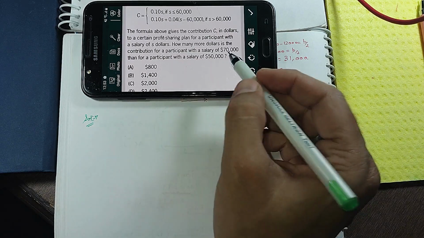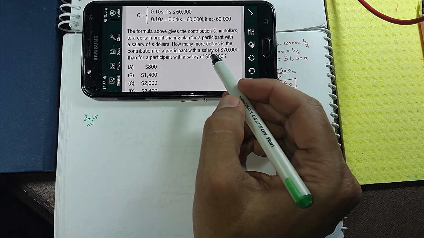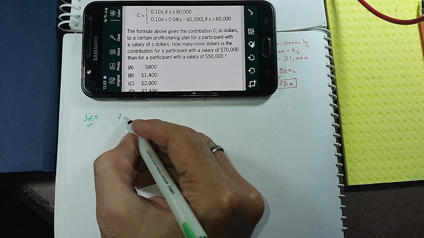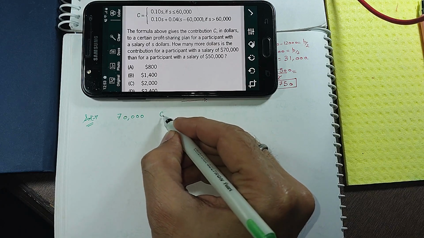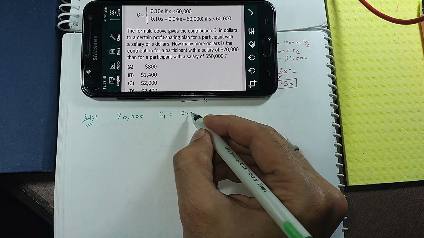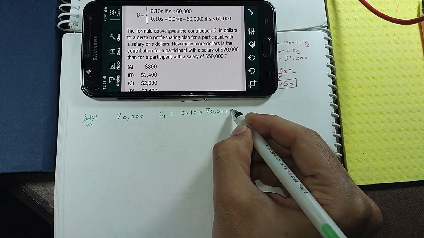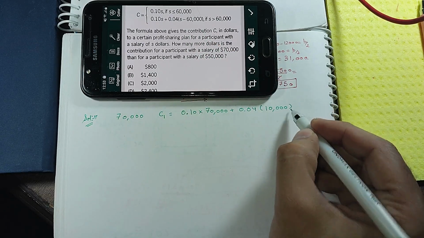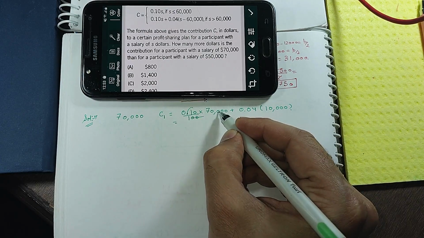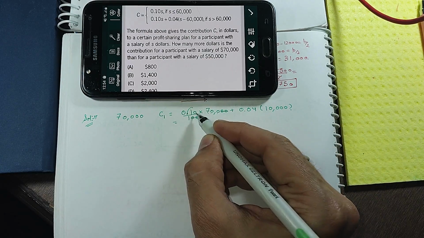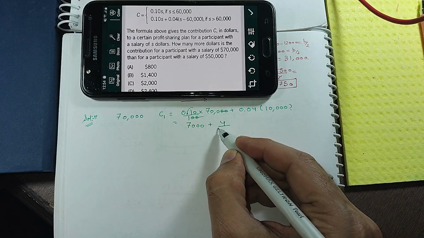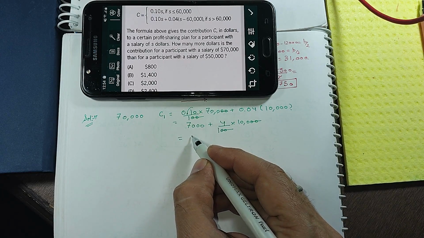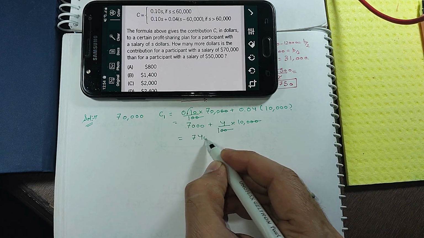We have been asked to find the difference, or how much more this participant will contribute than the one with 50,000. So for the participant with the salary 70,000, the total contribution, let us suppose C1, will be equal to 0.10 of S, that is 70,000, fine, plus 0.04 into (70,000 minus 60,000), which is 10,000. Now this is basically 4 upon 100 multiplied by 10,000, so this will be 400. So the total contribution made by the person with the salary 70,000 is $7,400.